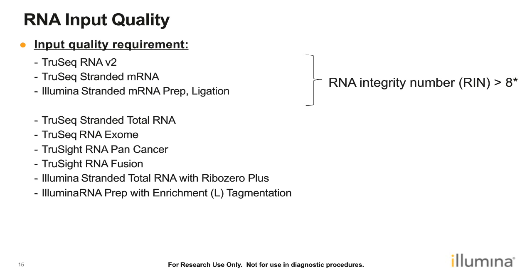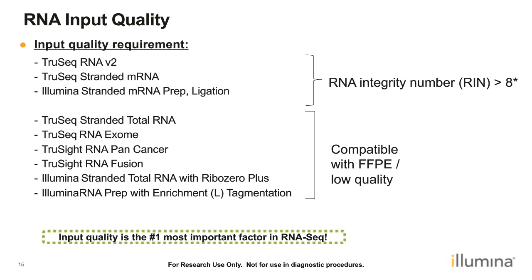Not all kits are compatible with FFPE material. And if we do have FFPE samples, or we have a RIN value that is less than 8, we recommend using either the TruSeq or Illumina Stranded Total RNA, Exome, Pan-Cancer, or Fusion kits. These have been developed to be well suited for FFPE samples. Keep in mind that input quality is the number one most important factor for RNA sequencing, so we definitely want to check that input quality.